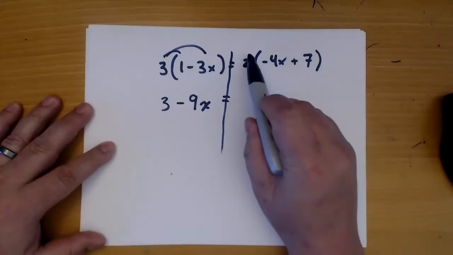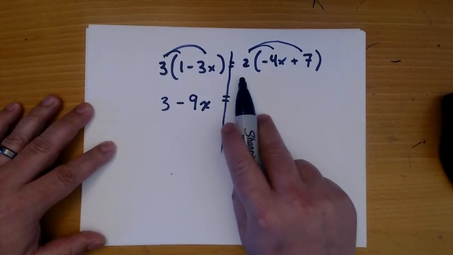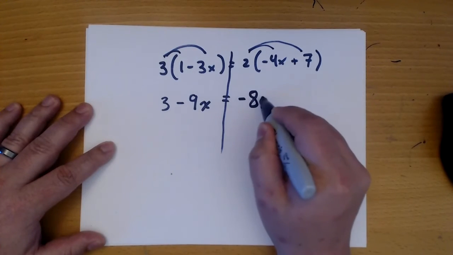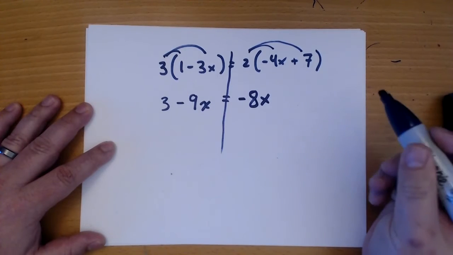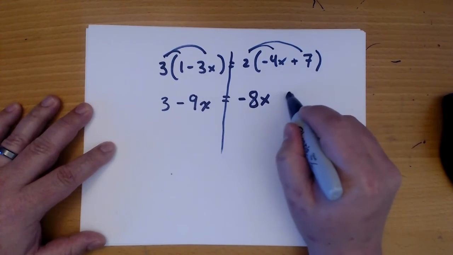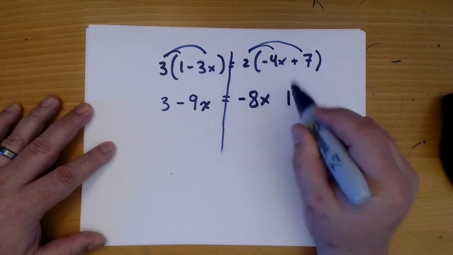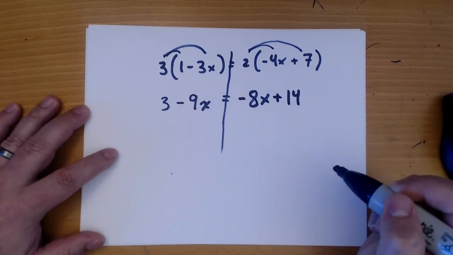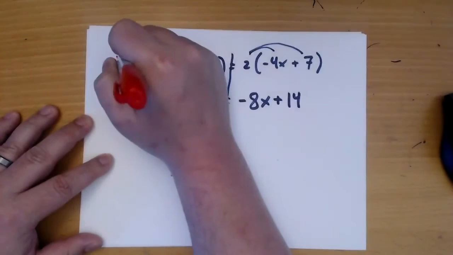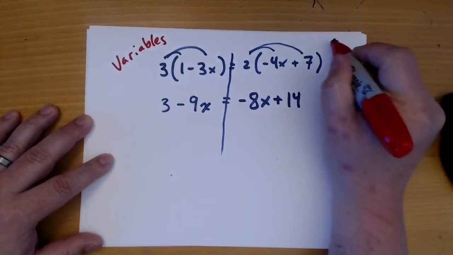Now we distribute. 2 times -4 is -8. Don't forget the x. 2 times 7 is 14. And that's a +7 and a +2, so it's a positive. All right. So we want our variables over here, and we want our constants over here.